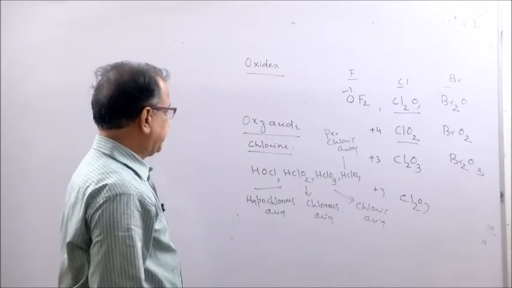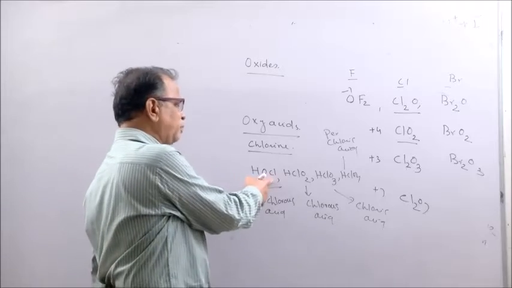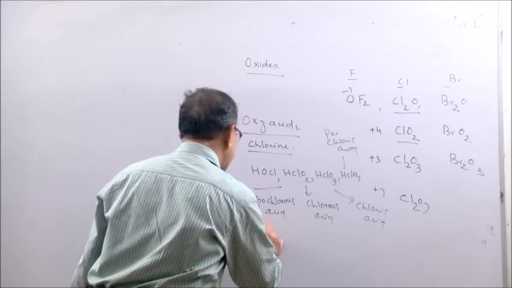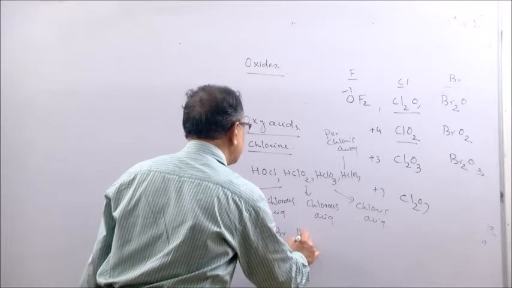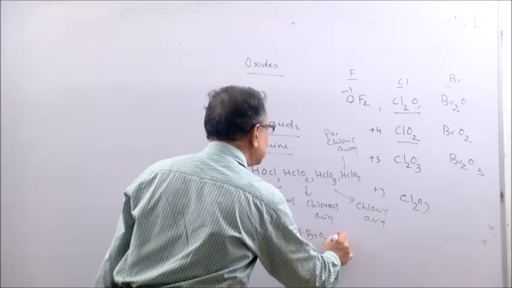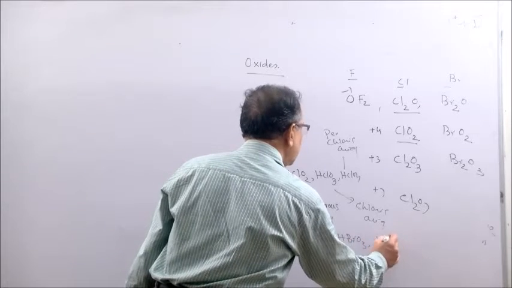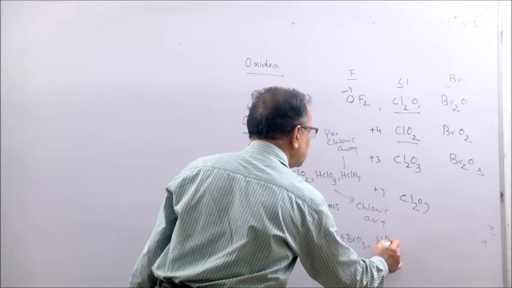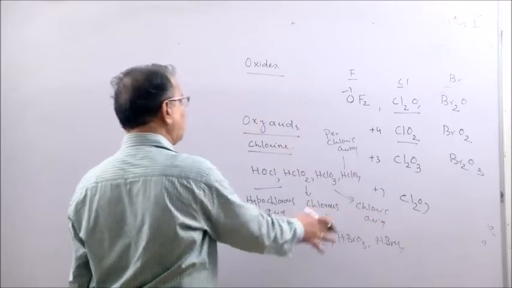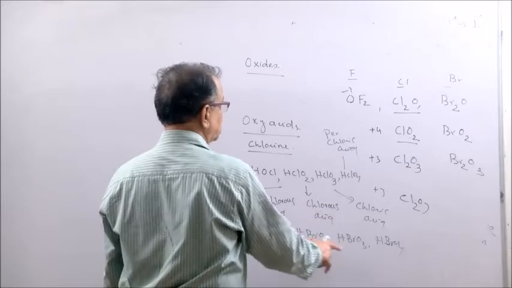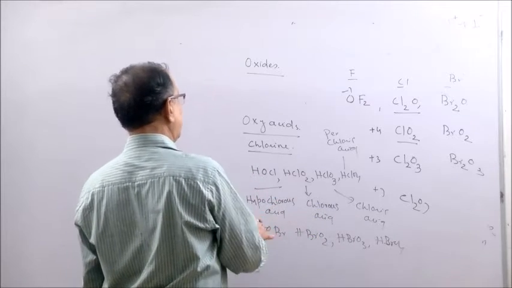Among these oxyacids, bromine forms similar ones: HOBr, HBrO2, HBrO3, HBrO4, and iodine forms HOI. Chlorine and bromine are similar: hypochlorous, hypobromous, bromous, bromic acid.